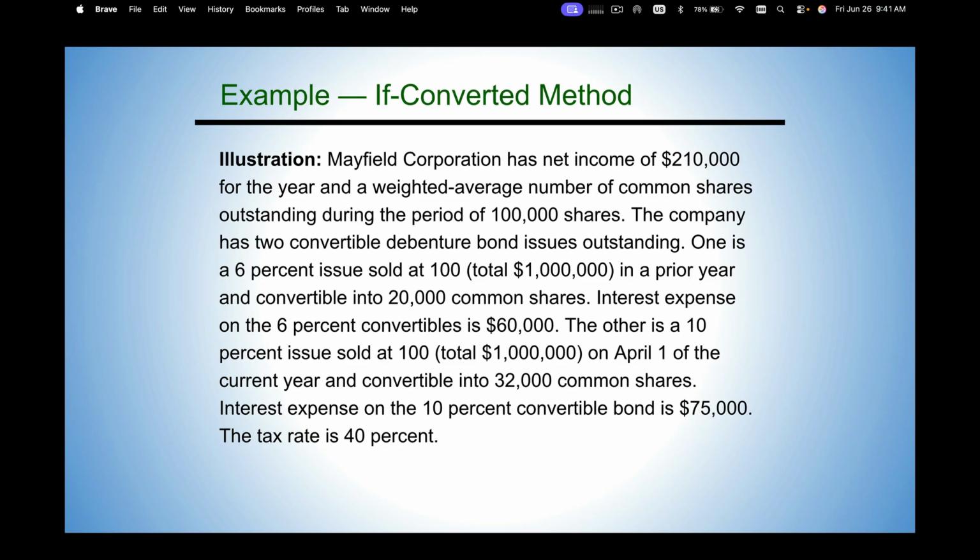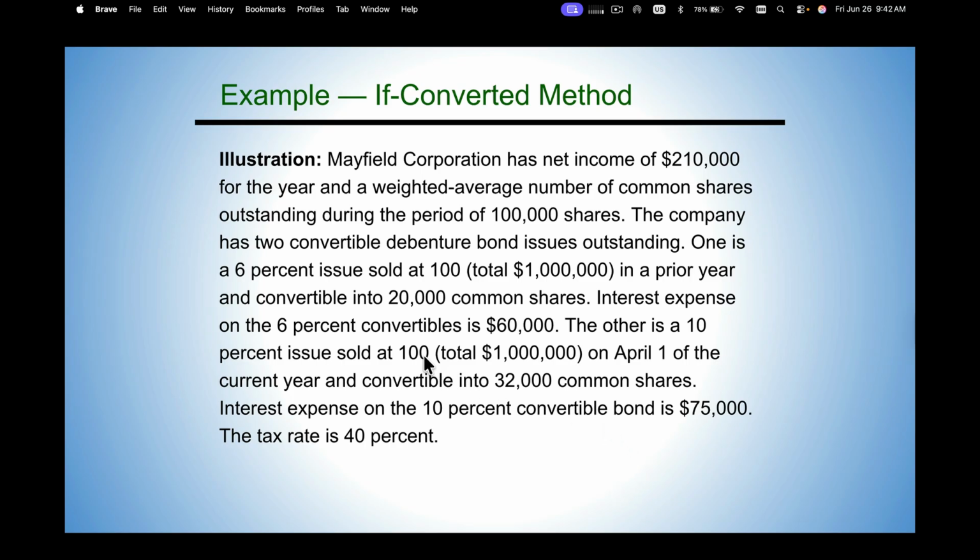Interest expense on the 6% convertibles is 60,000. That is 6% of a million. The other is a 10% issue sold at 100, also for a total of a million. So the interest expense on that would be 100,000 for a year, but since it was issued on April 1st of the current year, it's going to be 75,000.